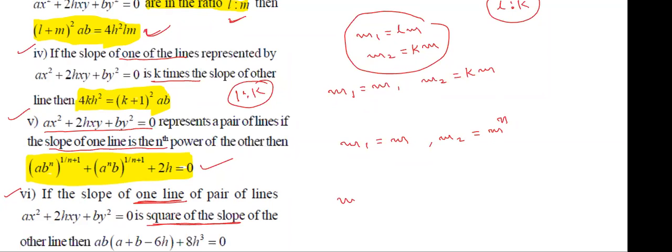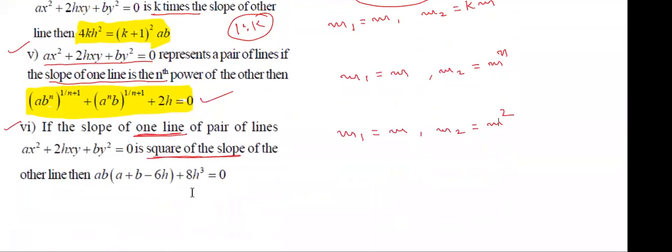Now last but not least, the sixth point: the slope of one line is the square of the other. That means if the slope of the first line is m, the slope of the second line is m square, the square of the other. In this case, what is the shortcut formula? That is ab into (a plus b) minus 6h plus 8h cube is equal to 0.